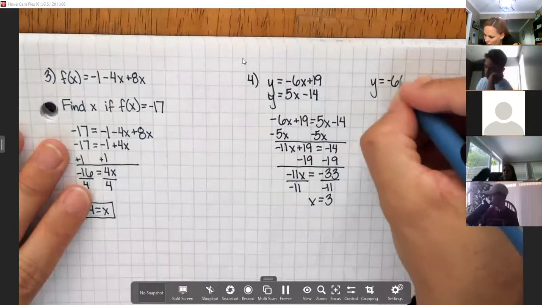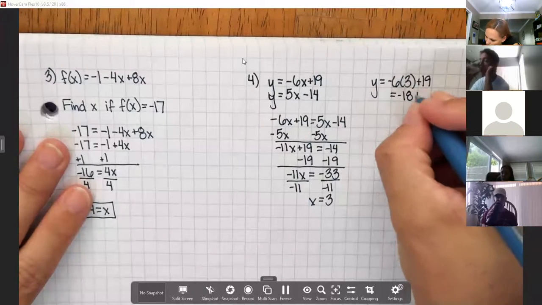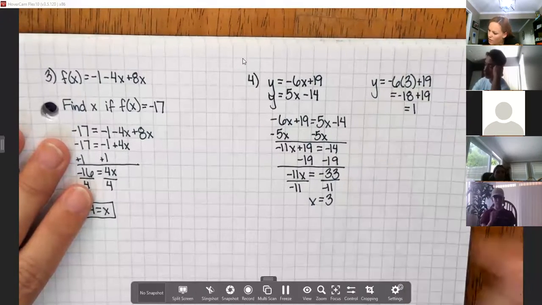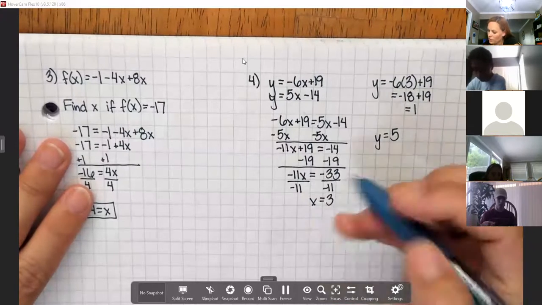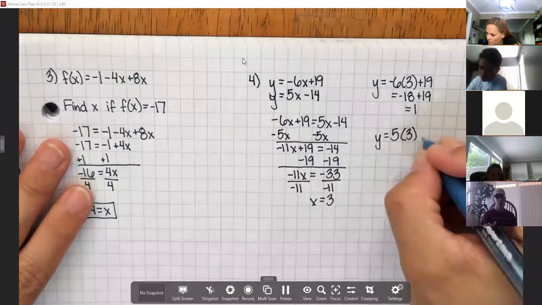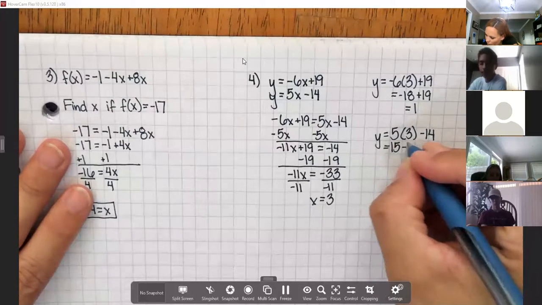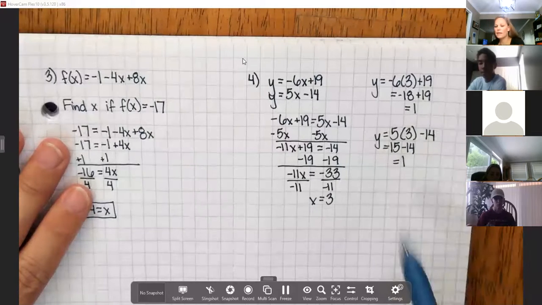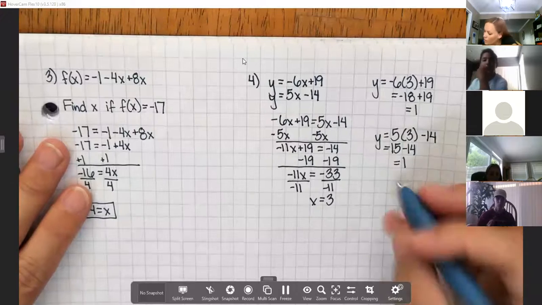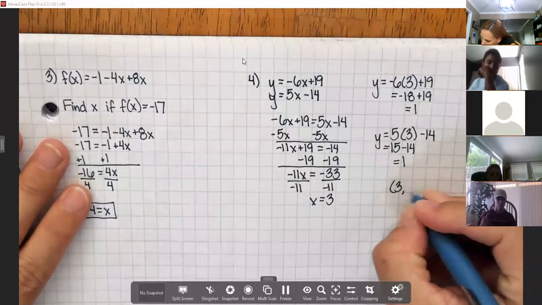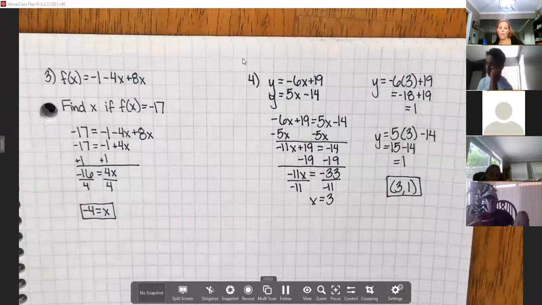So -6 times 3 plus 19. So -18 plus 19 is equal to 1. I'm going to also plug it into the bottom equation just to confirm my answer. So again, plug 3 in for x, and I should get 1 again. 15 minus 14 is equal to 1. So y is equal to 1 for both of those. If you get different answers, that just means you made a mistake somewhere. So your answer here is the ordered pair 3, 1. Always x and then y.